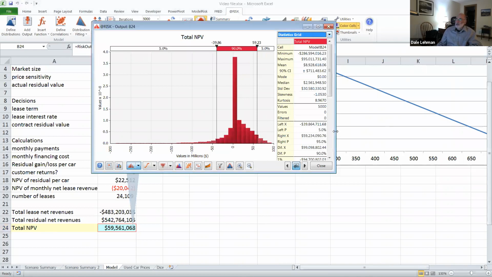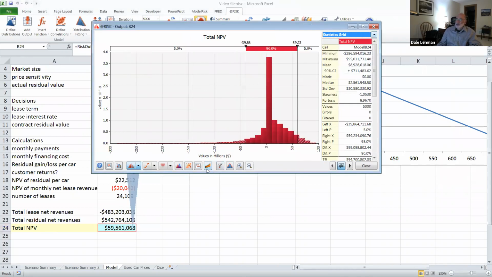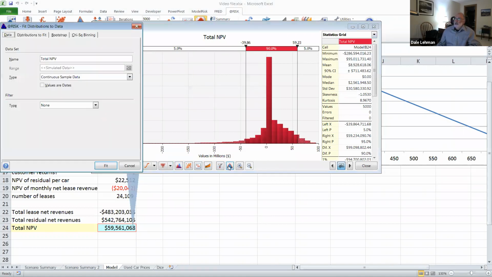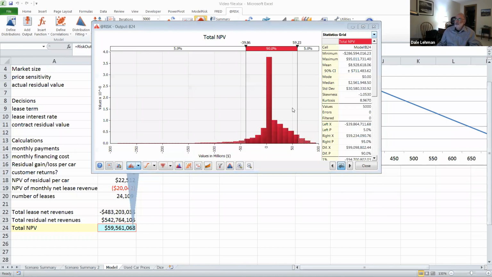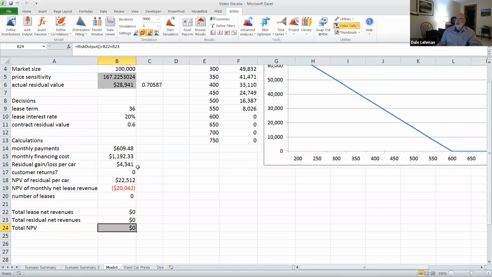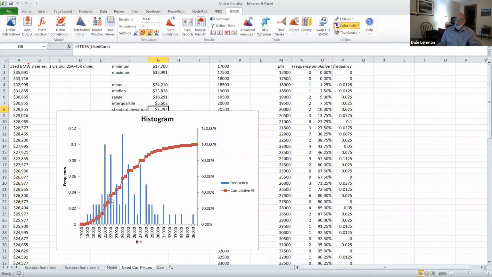One other thing you can do, when you have this histogram, is that @Risk will try to fit a distribution to that. The red doesn't look like it fits very well, but in fact, fitting a distribution is not a bad idea. So let's return for a moment to this, and let's look at the used car prices here. Why should I assume it's a normal distribution? Let's see what the distribution might actually look like.